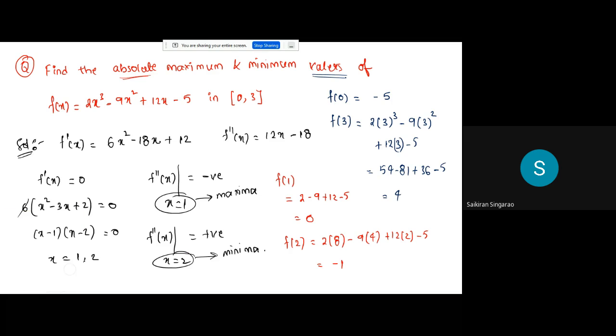Now, can you tell me the answer? What is the absolute maximum value, and what is the absolute minimum value? Absolute maximum is 4. Absolute minimum is minus 5. So where is the absolute maximum happening? The absolute maximum is happening at 4 and the absolute minimum is happening at minus 5. So I think this should be the answer.